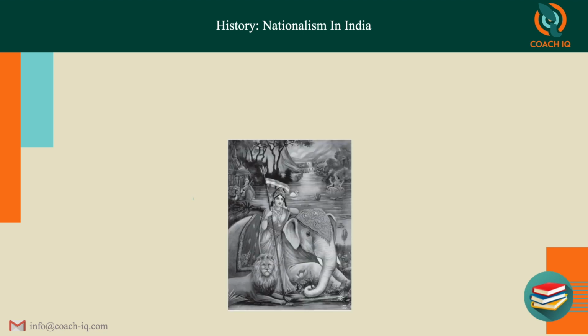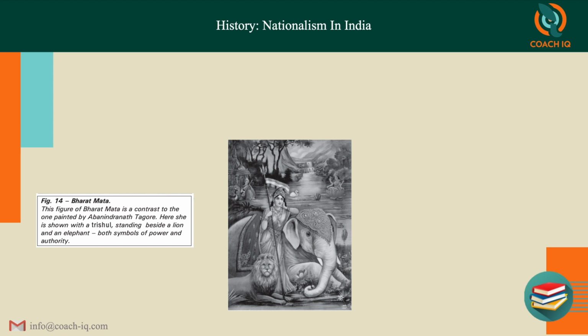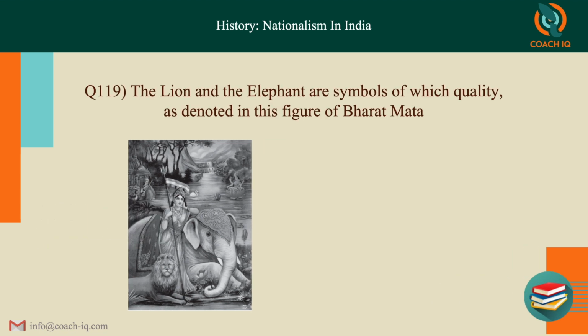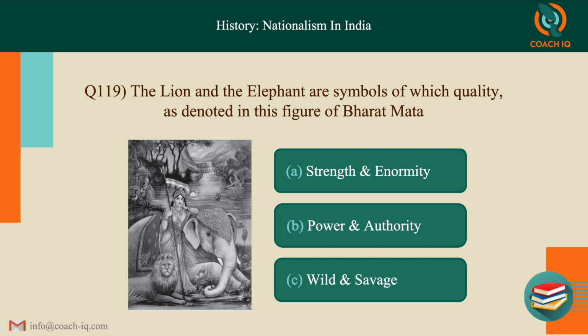The next image shows you again Bharat Mata painted by some other artist whose name is not given. There's a trishul in her hand and there's a lion and an elephant also. She's standing beside these 2 animals. Now here the question could be, the lion and the elephant are symbols of which quality as denoted in the figure of Bharat Mata? Strength and enormity, power and authority, or wild and savage? The answer is B, power and authority.